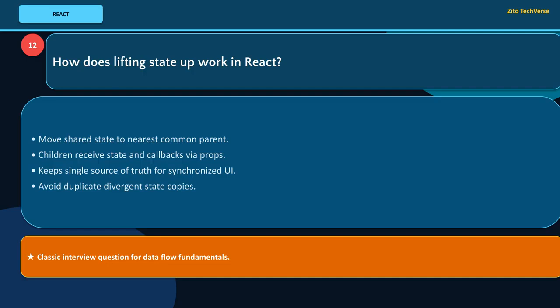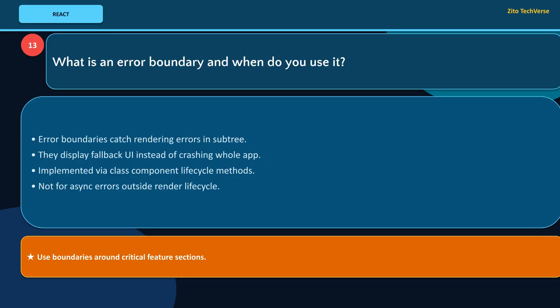You move shared state to the nearest common parent and pass it down via props. This ensures a single source of truth and keeps your UI synchronized. Finally, for this section, what is an error boundary? These components catch errors in their subtree, allowing you to display a fallback UI instead of crashing the entire application. They are essential for protecting critical features.